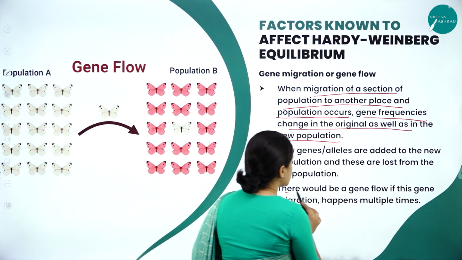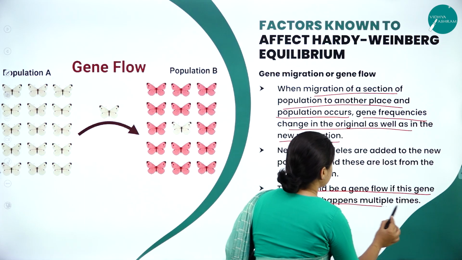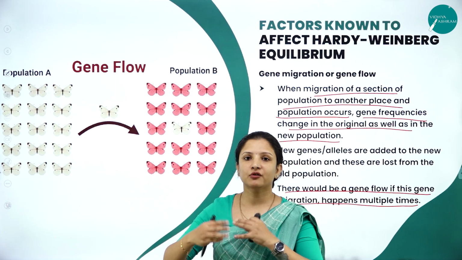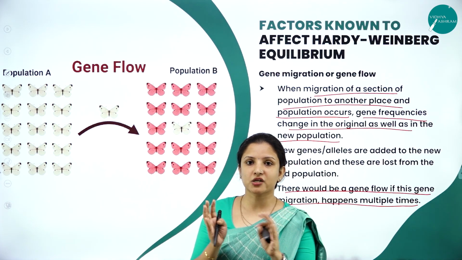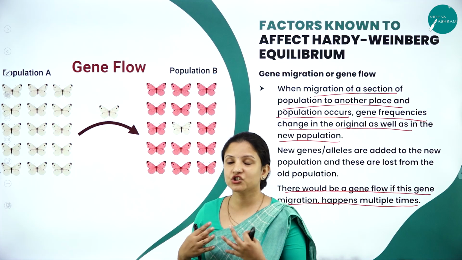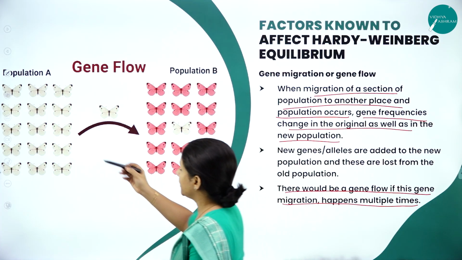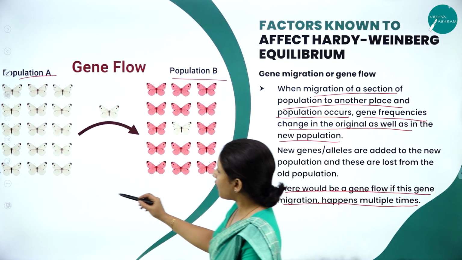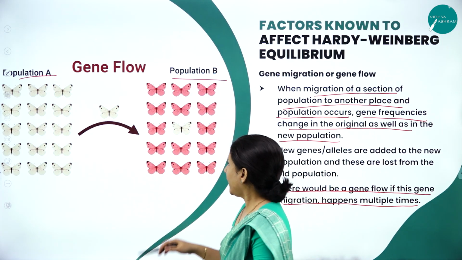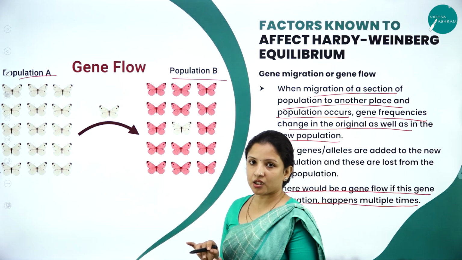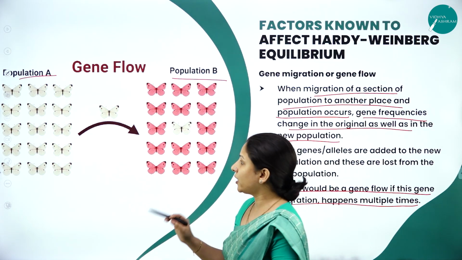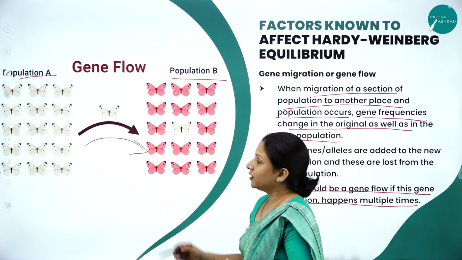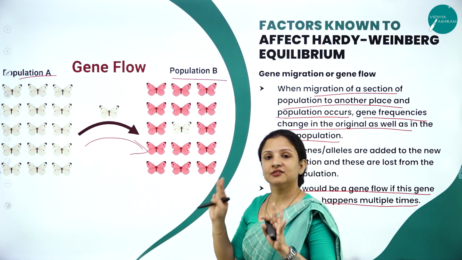And there would be a gene flow if this gene migration happens multiple times. So that is about gene migration and gene flow. Multiple occurrences of gene migration from one population to another is called gene flow. Say, for example, we'll consider population A and population B. In population A, all the butterflies are white in color, and in population B, all the butterflies are pink in color. Now, for some reason, a few of the white butterflies moved to the population of pink butterflies. Only the color is different here, but the species is the same.